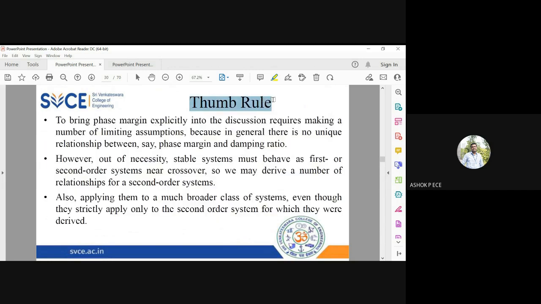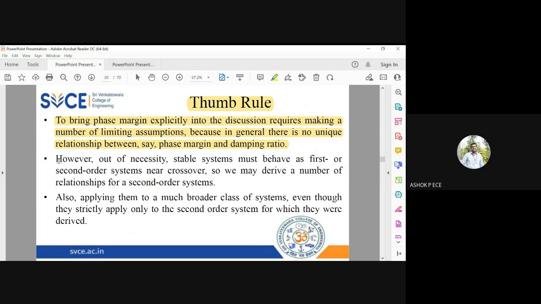So what is the thumb rule we are going to fix for stability? To bring phase margin into the discussion, we are going to make a lot of assumptions, but there is no direct relation between phase margin and damping ratio. Whatever parameters we have seen, gain margin, phase margin, root locus, and now the time domain parameters, there is no physical relationship between any of them. We model stable systems using first order or second order systems only, because the more the order we consider, the more complex the system becomes, and the parameters are very difficult to analyze using mathematical models.